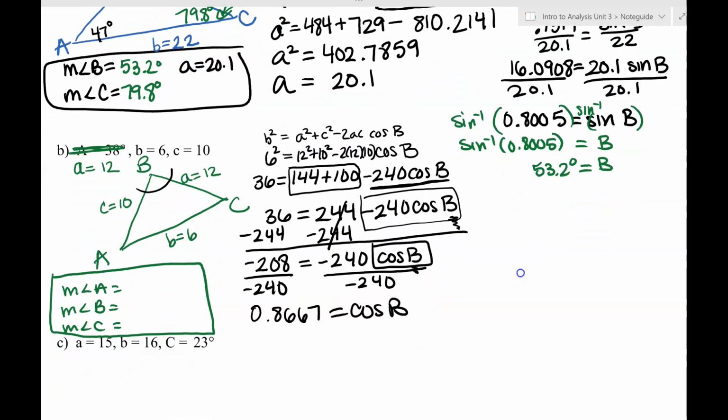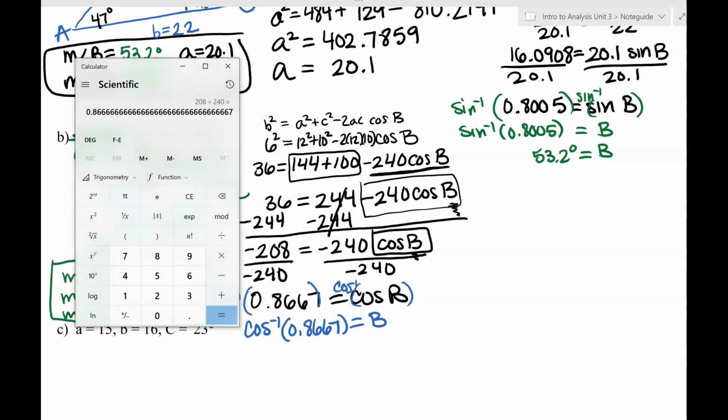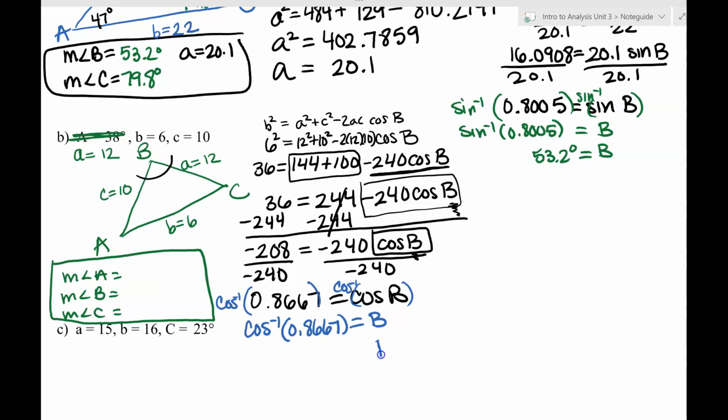And now we're right back where you've been several times when solving for angles in trigonometry, where you have to take the inverse cosine of both sides of this equation in order to finish solving. So angle B is equal to what you get in your calculator when you do the inverse cosine of 0.8667. I'm going to do that here, and I get 29.9. So angle B is equal to 29.9 degrees.